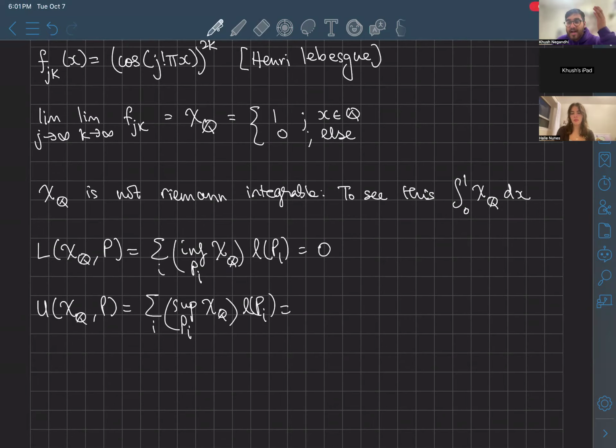Any partition contains a rational number. So the supremum is always 1. So I'm adding up the length of all the partitions, but that length is 1. So the lower sum for any partition is 0, and the upper sum for any partition is 1. So it's not integrable.